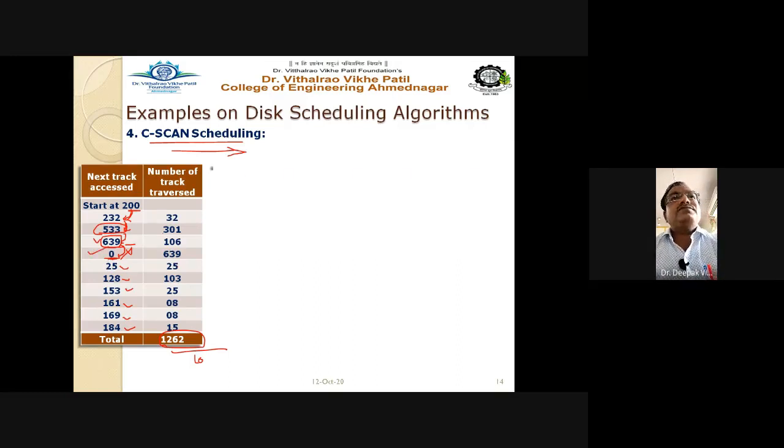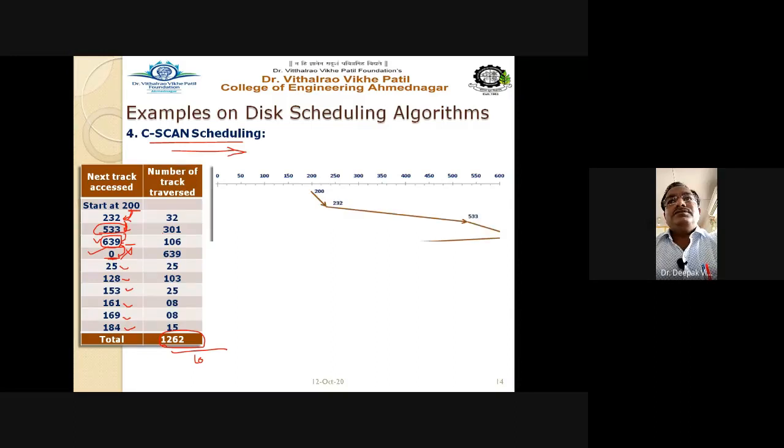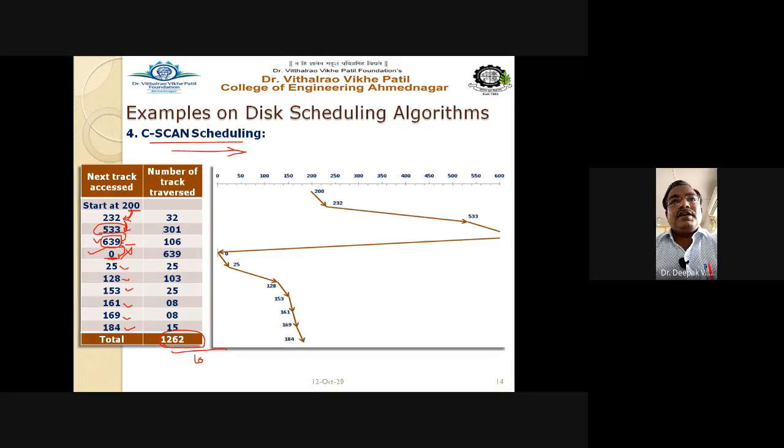So see here, right? From 200, it will move to 232, always moving in the higher order, the higher request side. And from 232 move to 532. So 533 is the last request in this right direction, but still, as it is a circular scan, it will reach 639, which is the last location. As soon as it reaches the end of the disk, it reverses its direction and comes to the start of the disk, that is nothing but the 0 location.